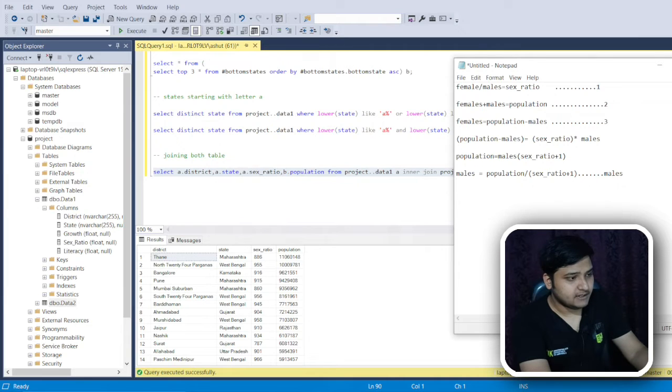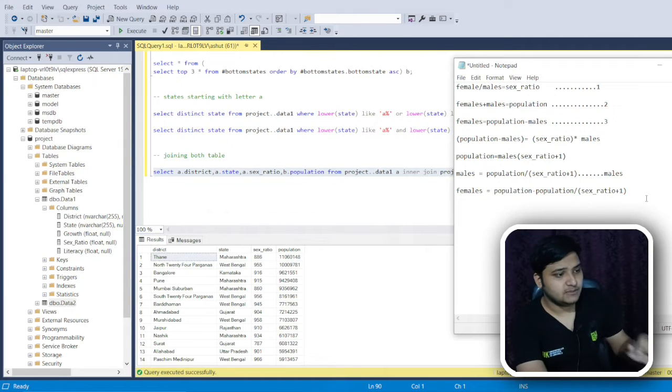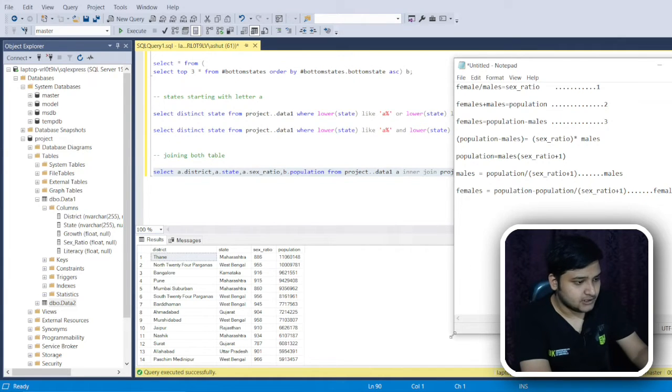Similarly we'll be deriving an equation for the total number of females. So from equation 3, we'll be doing something. Equation 3 tells population minus total number of males. So this is population divided by sex ratio plus 1. So that's it. And then using these two different equations we'll be getting the total number of males and the total number of females. So let us use both of these equations in our formula here.